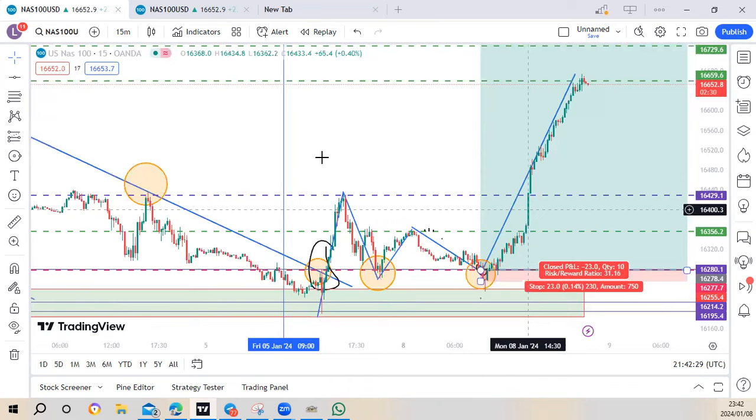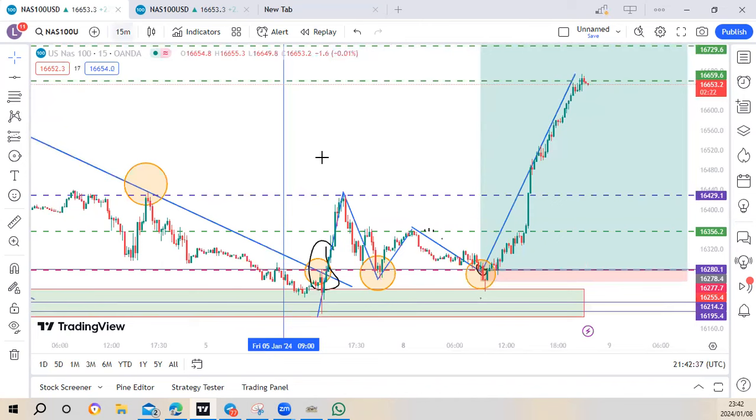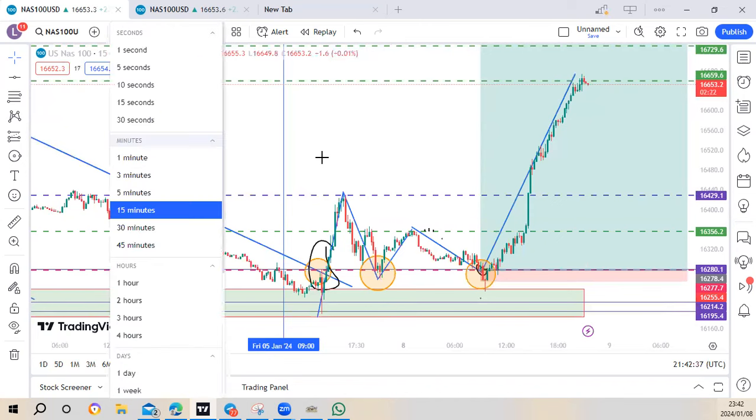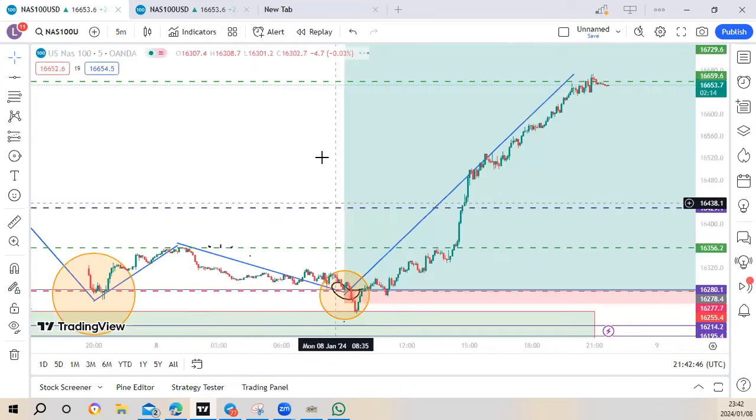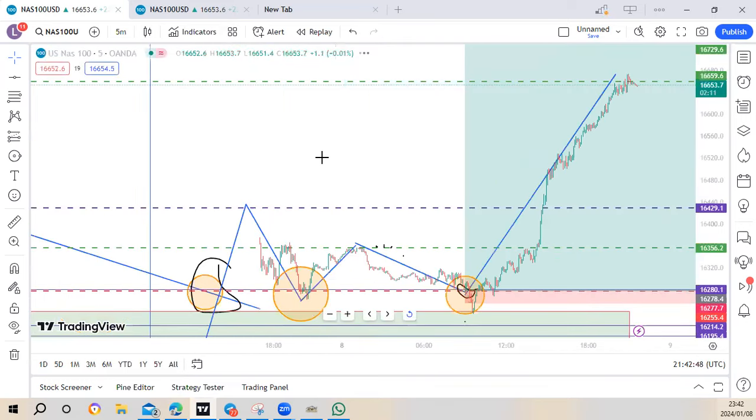I got in when the market was shooting up this time. I kept on adding and adding and adding more trades. So going up again on the 5 minute time frame, adjusting to a lower time frame. This is the time frame where I got a chance of adding more and more trades.